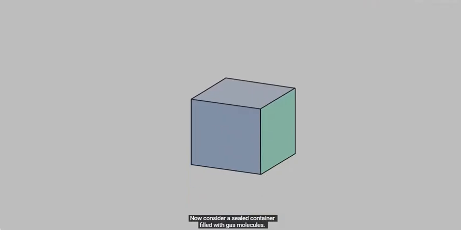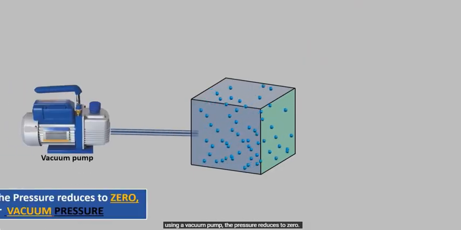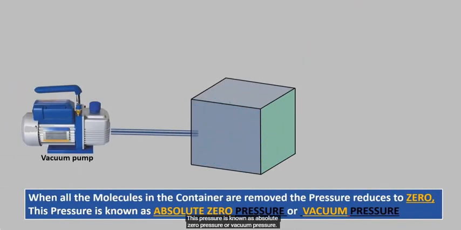Now consider a sealed container filled with gas molecules. When all the molecules in this container are removed using a vacuum pump, the pressure reduces to zero. This pressure is known as absolute zero pressure or vacuum pressure.